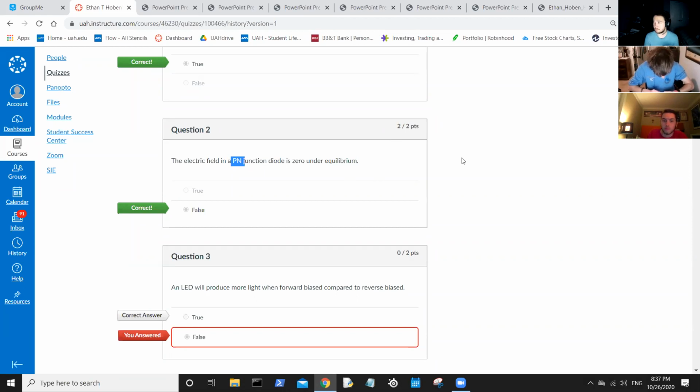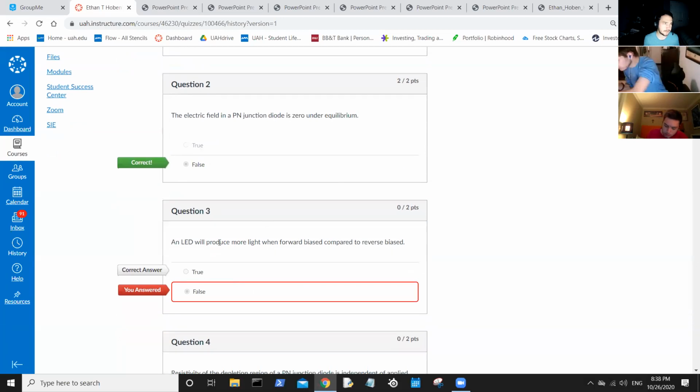So it's not zero. It can't be zero when we're talking about these junctions. So there will always be an electric field, regardless of forward or reverse bias. The change is the magnitude of the electric field in terms of the depletion region, which will either decrease when it comes to forward or increase when it comes to reverse bias. And it'll stay at some constant value, which we have learned how to calculate, when it's at equilibrium. So there is always an electric field in a PN junction. So this is always going to be false.